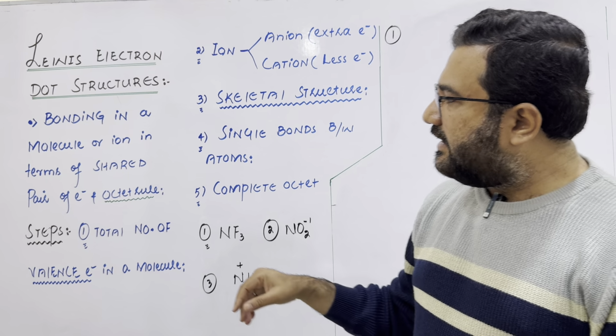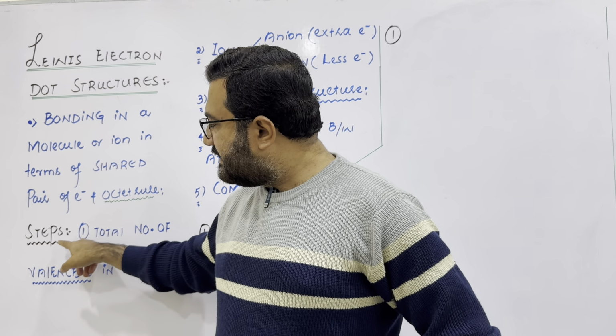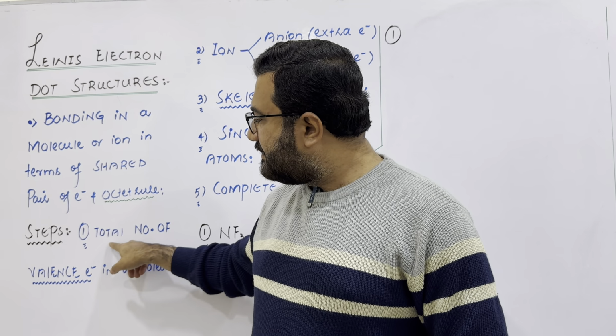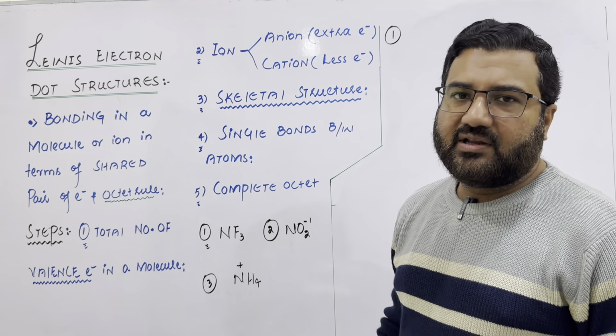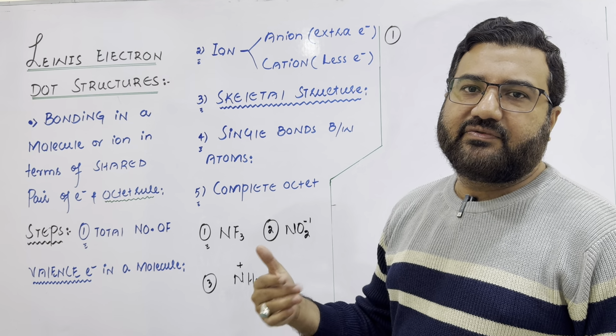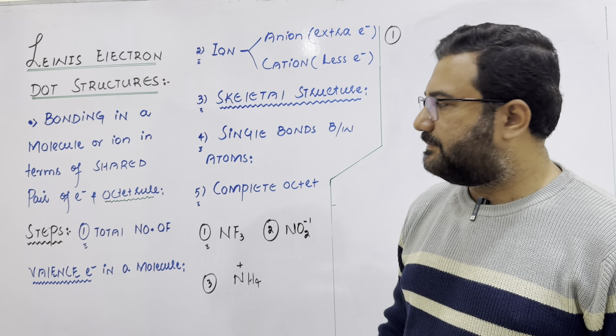Now, how to write down the Lewis electron dot structures? What are the steps? The first step is that first of all calculate the total number of valence electrons in a molecule by simply adding the number of valence electrons in each atom.